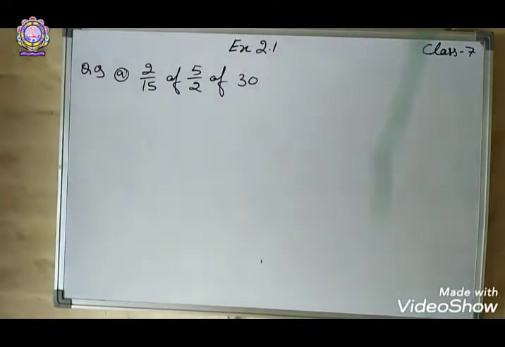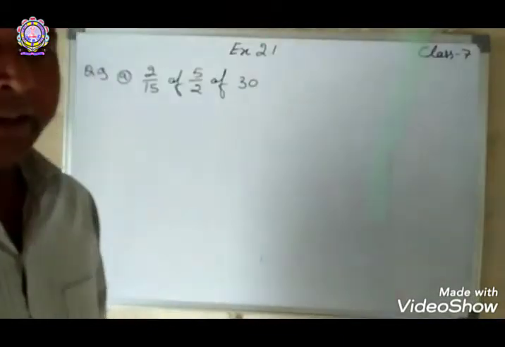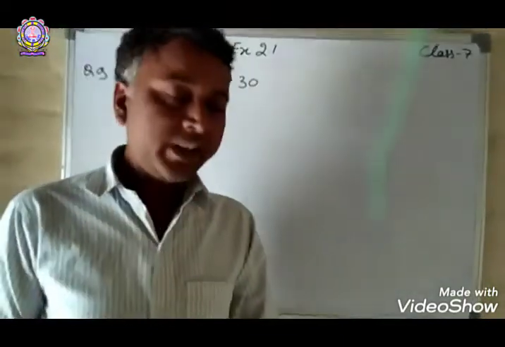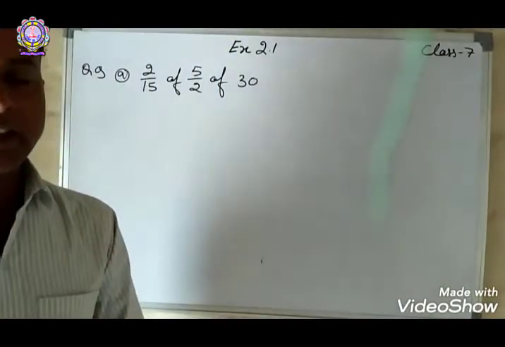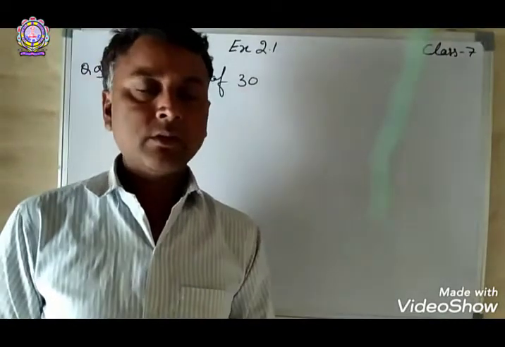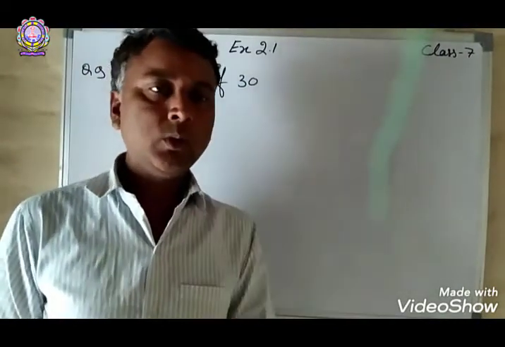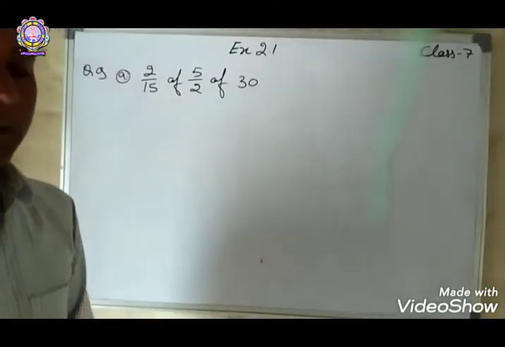Now students, question number 9, because question number 8 was already explained in the previous video, that is the reciprocal. The reciprocal of 2 upon 5, I explained, is 5 upon 2. The reciprocal of 2, just 2 upon 1, is 1 upon 2.